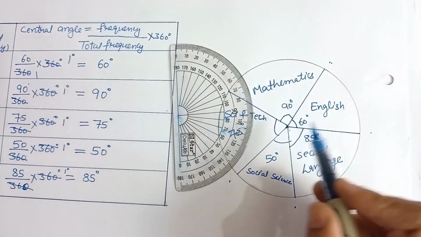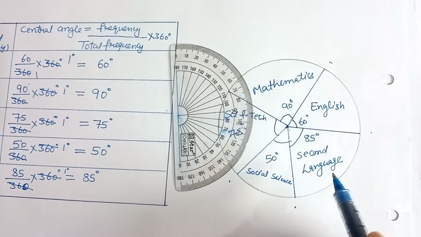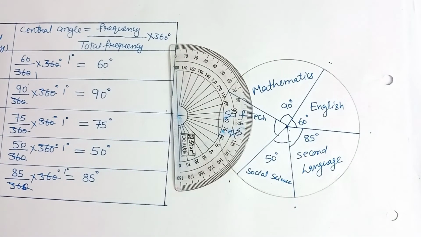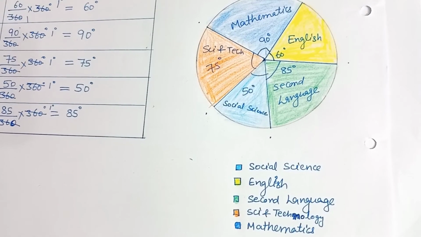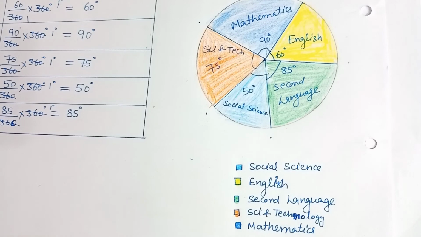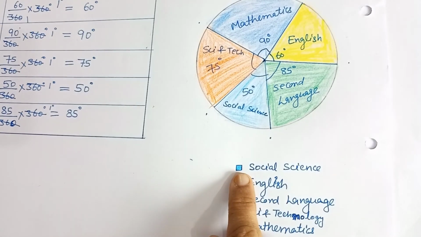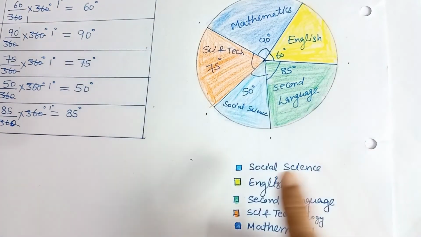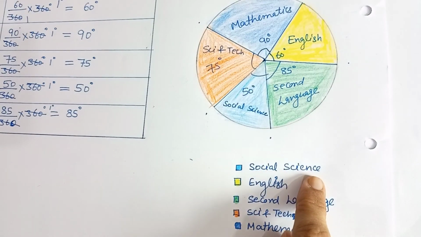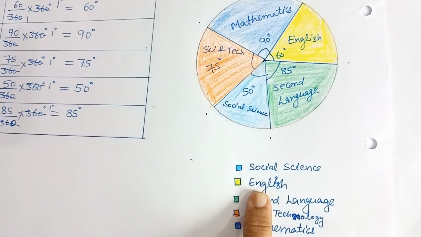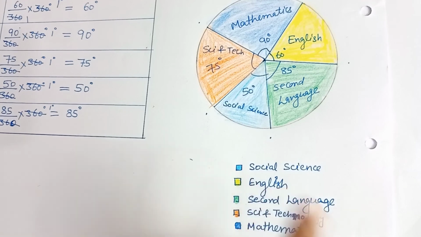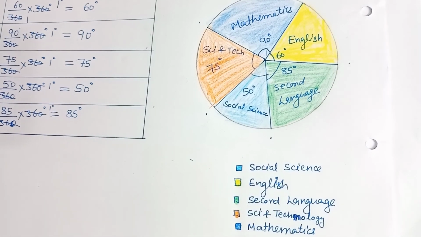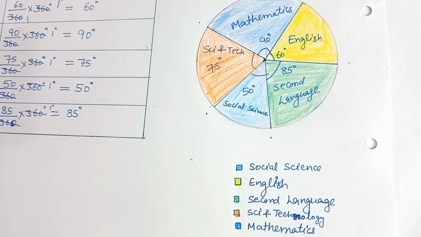You can also color these with different colors, or instead of writing English, Hindi, you can color with different colors and write, like for social science I use this color, so we will write social science. For English I use yellow color. So do like this. I think the concept of pie chart is clear to you.